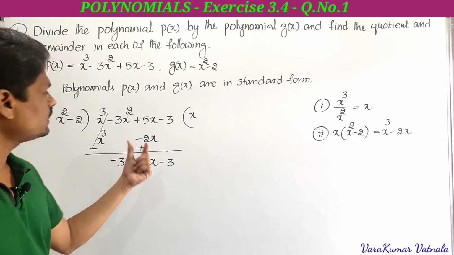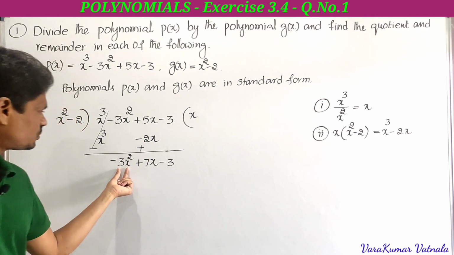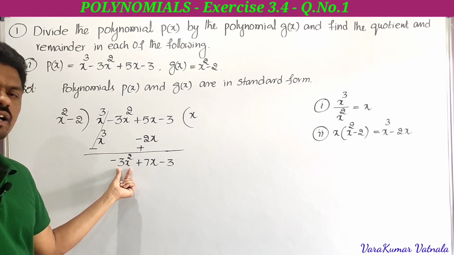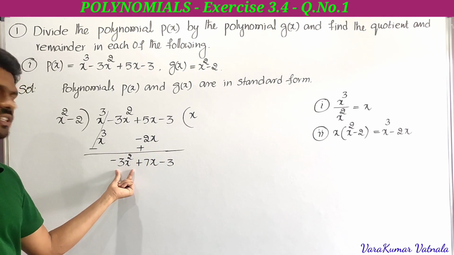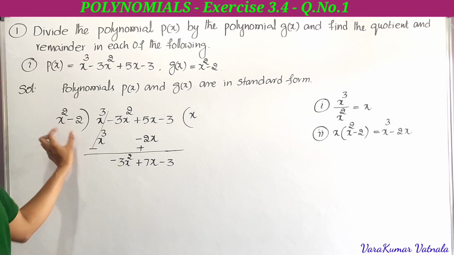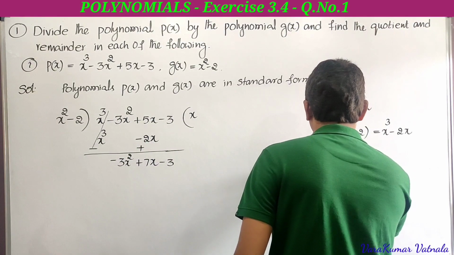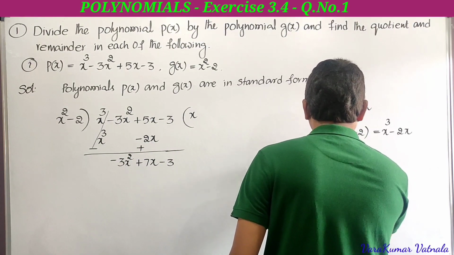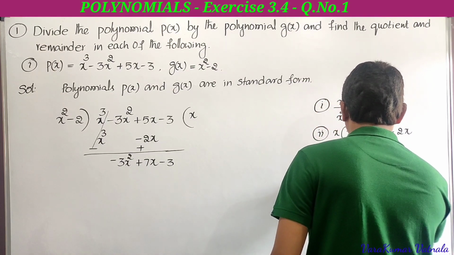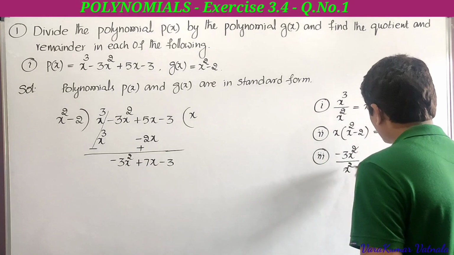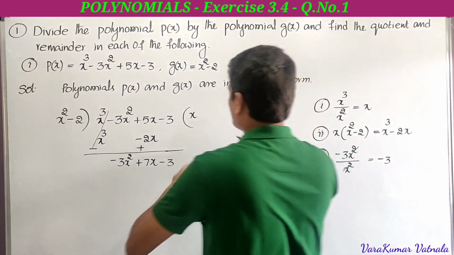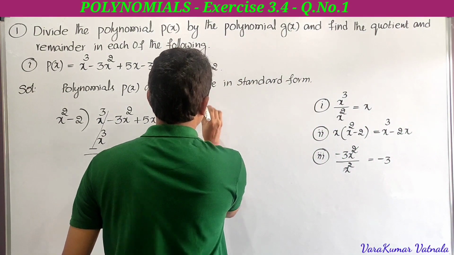So next, in the third step, minus 3x square is the highest degree term of the dividend. This becomes the dividend now. So we have to divide minus 3x square with x square again. So now we have to divide. See here what we get. Minus 3x square divided by x square. So here x square gets cancelled. We get minus 3. So write this minus 3 in the quotient place.